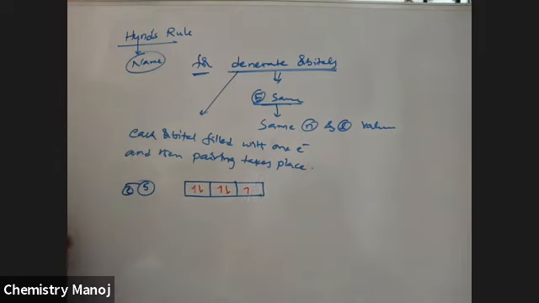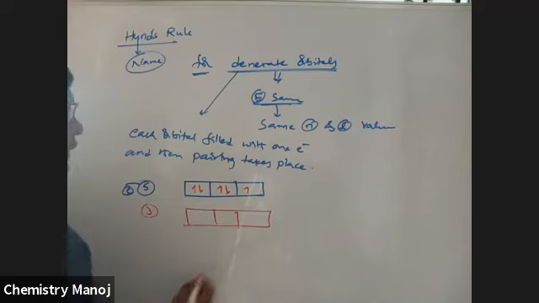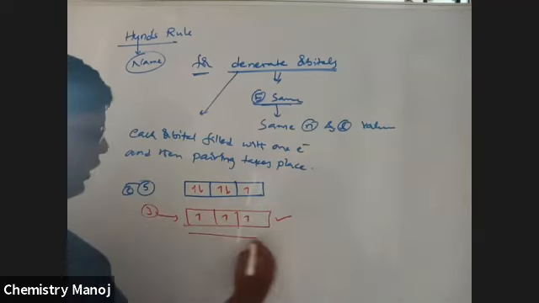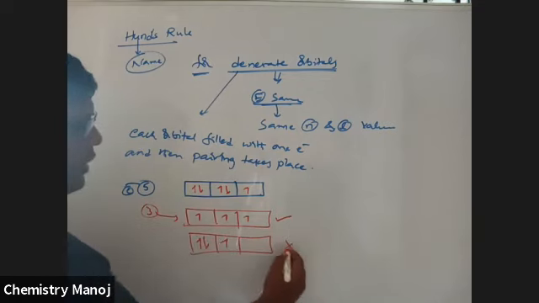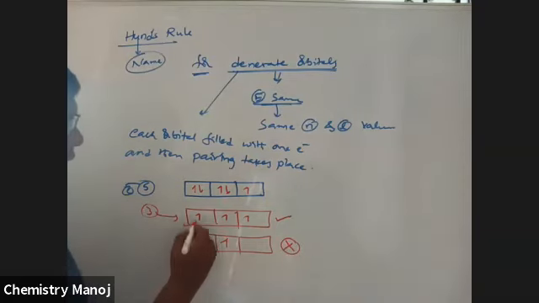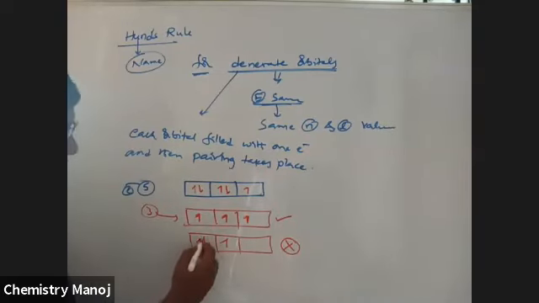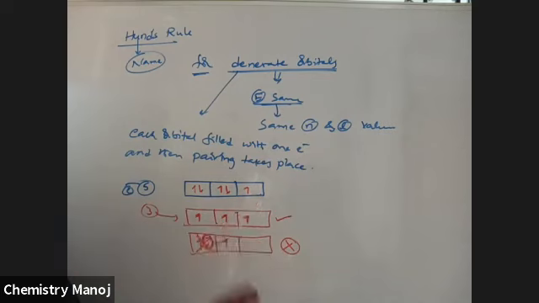So for example, if 3 electrons are there, this is the orbital. I'm going to fill these 3 electrons: 1, 2, 3. This is correct. But not 1, 2, 3 like this. It is not possible. That means wherever degenerate orbitals are there, each orbital is filled with 1 electron, and only then pairing takes place. Here this electron is already paired, and this pairing is not possible because another orbital is unfilled. Each orbital must be filled with 1 electron and then pairing takes place.